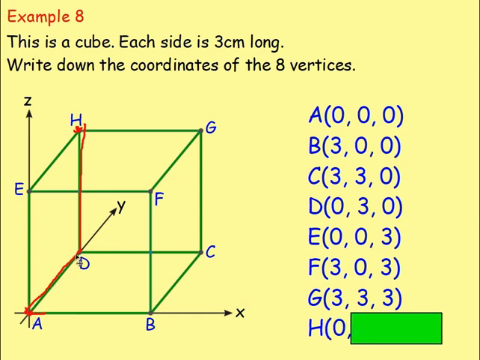Then how far back would you have to go? Good, you come back 3 units. And then how far up or down? Good, it's going to be 3 units. Well done. So you'd have 0, 3, 3 for the coordinates for H.